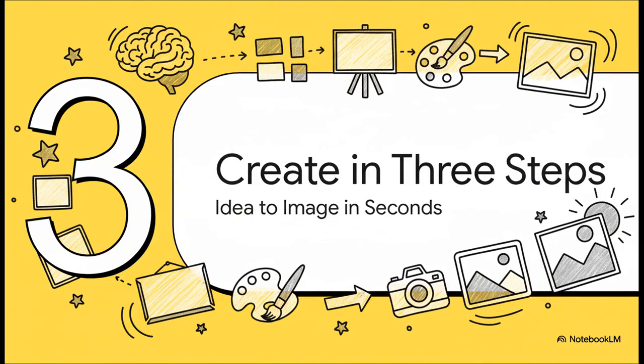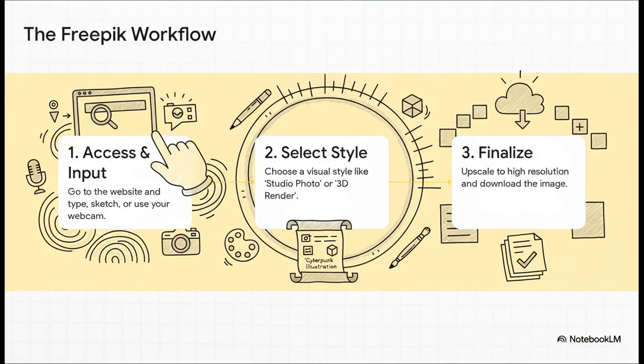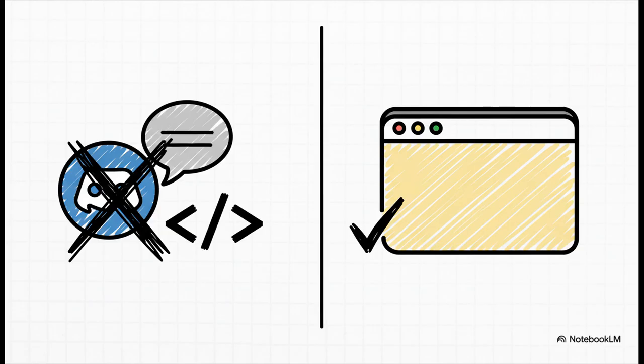Okay, so this all sounds powerful, but how easy is it to actually use? The good news is, the entire platform is built around a super simple three-step workflow that takes you from a blank canvas to a finished image in just a matter of seconds. The whole process is honestly ridiculously simple. Step 1, give it your input, whether that's text, a sketch, or your webcam feed. Step 2, pick a style you like, maybe a studio photo or a 3D render. And step 3, upscale it to high-res and hit download. That's it. It is designed to be fast, fast, fast. And you know, this brings up a really key advantage.